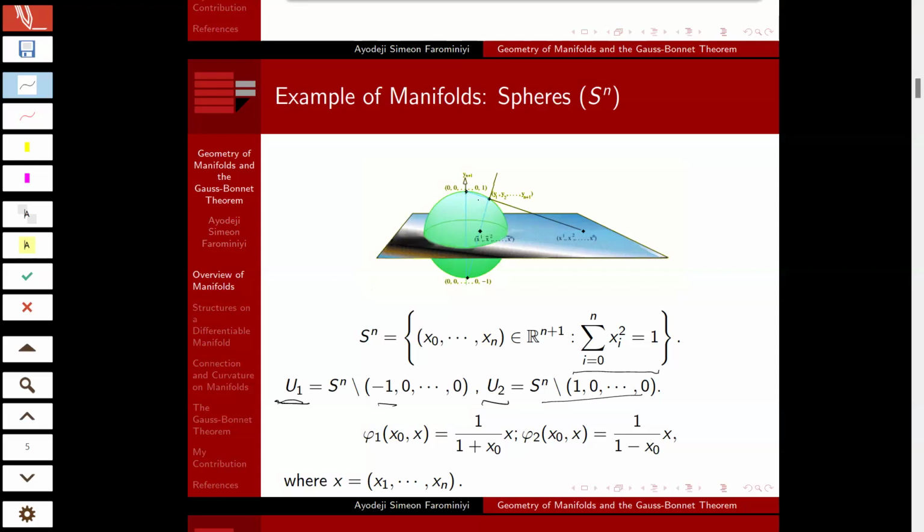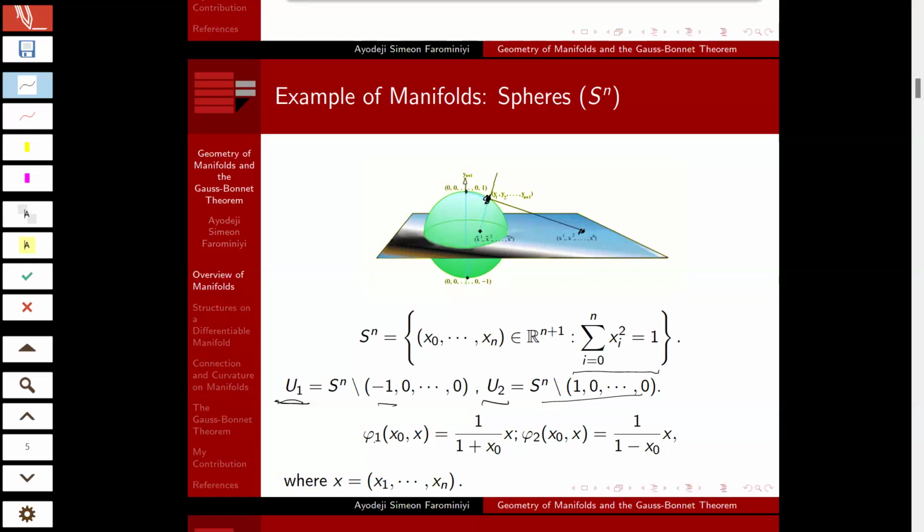The stereographic projection, as you can see in the diagram, maps each point to Rn. Although the diagram is showing the sphere S2, we can use it to understand the general Sn. So the map projects points on the sphere to a point on Rn. The first one, phi 1, is given by 1 over 1 plus x0 times x, and phi 2 is given by 1 over 1 minus x0 times x, where x is the component that has dropped the x0.